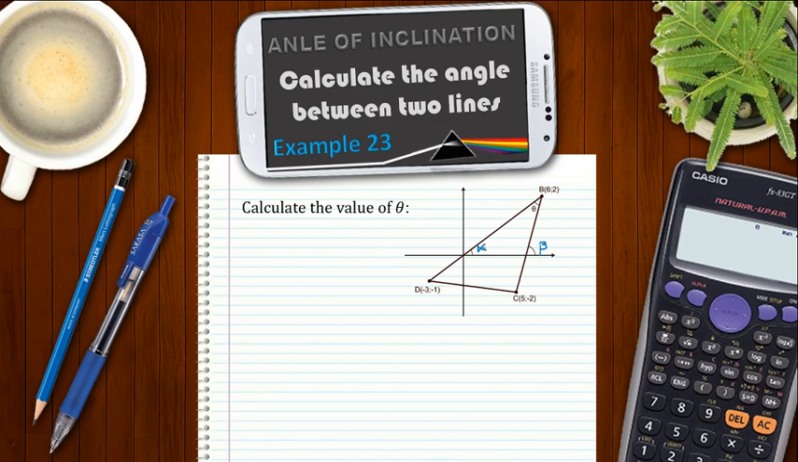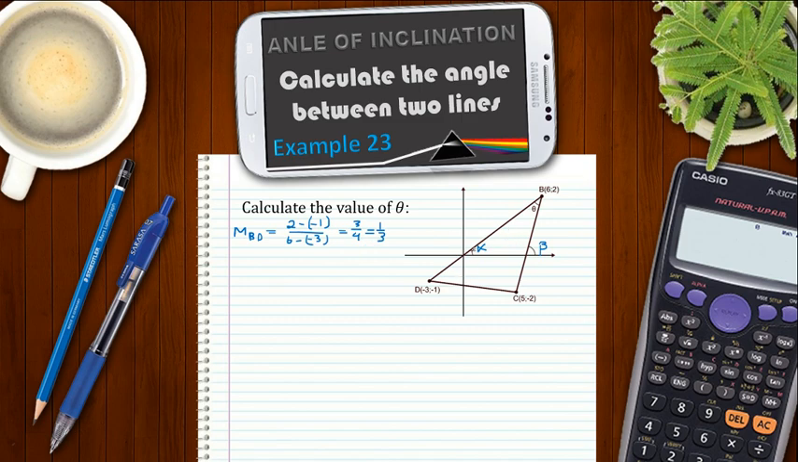So to start off with, the first thing I need to do is to get the gradient. So this is quite a long sum actually. We need to get the gradient of BD. So change of y over change of x, so that's 2 minus negative 1 over 6 minus negative 3. And this then is 3 over 9, which then becomes 1 over 3.